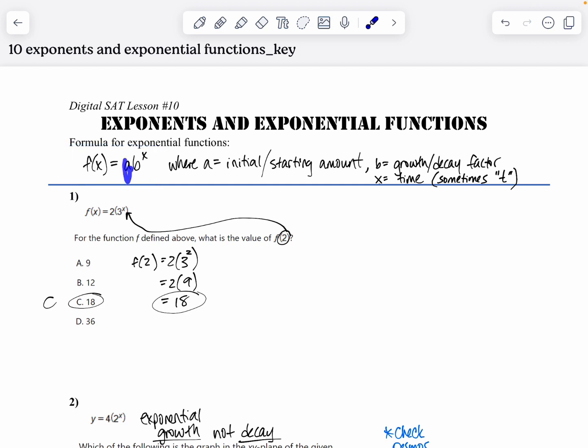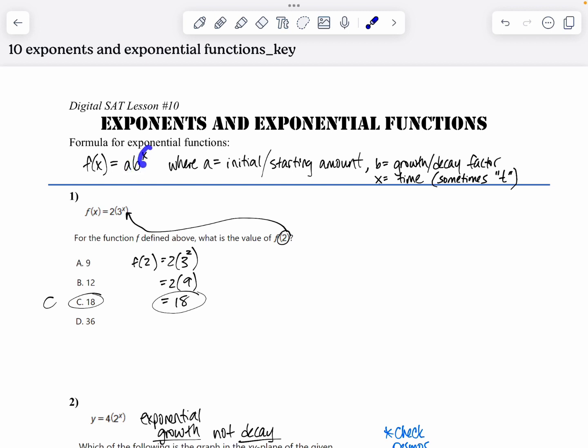A, the first number here, is going to be our initial starting beginning amount, aka y-intercept. The B is going to be the growth or decay factor. So this number is either going to be a whole number or it's going to be a fraction or a decimal that's less than 1. And that tells you whether it's going to be an increase or a decrease. So you're looking at the B in order to tell that.